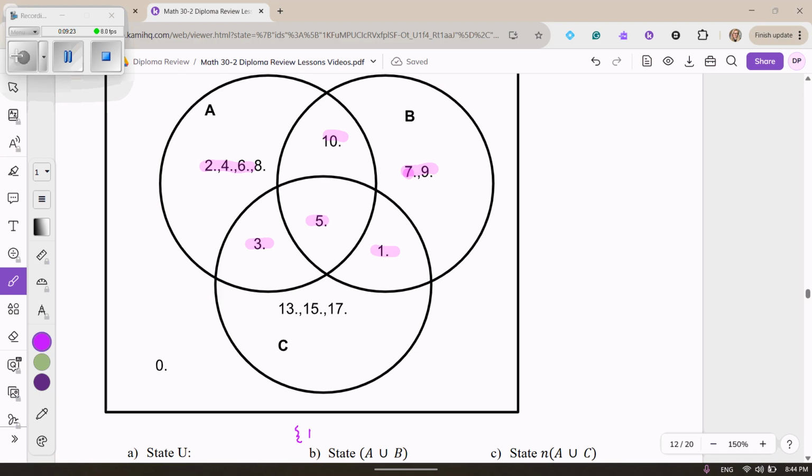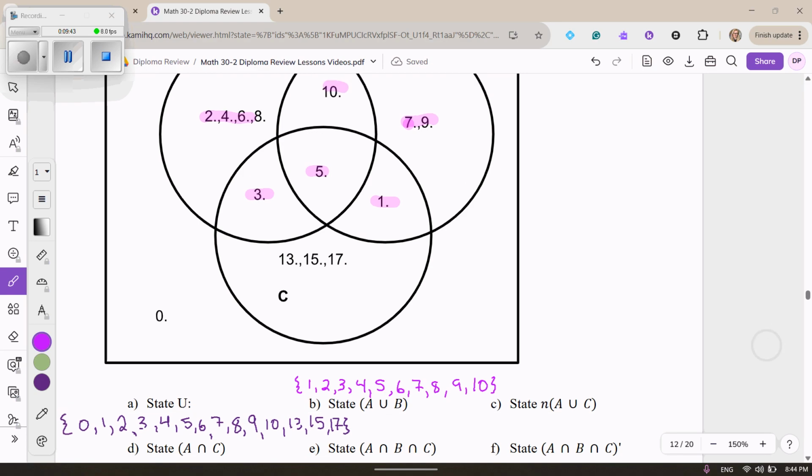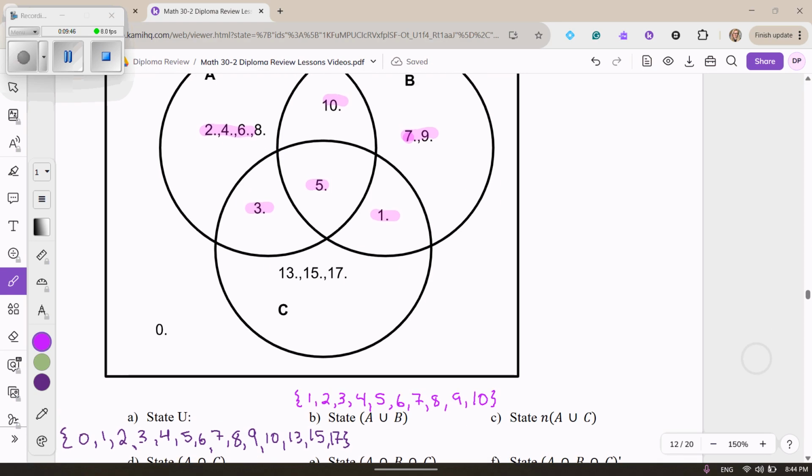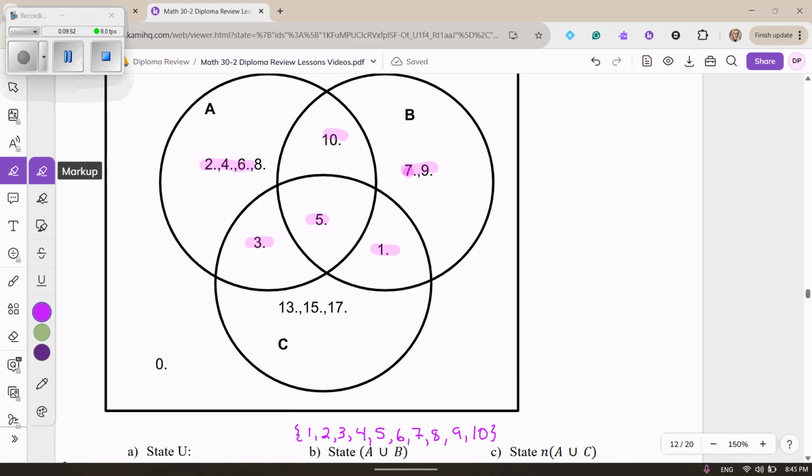So I have 1, 2, 3, 4, 5, 6, 7, 8, 9, 10. Okay, now we have the number of elements in A union C. So now instead of considering A and B, we're considering A and C. So I'm going to change my highlighting color. It's going to be everything in A and C. So I'm going to count up those numbers.